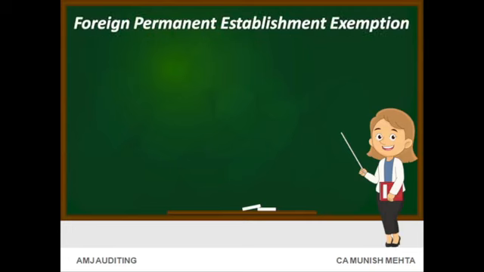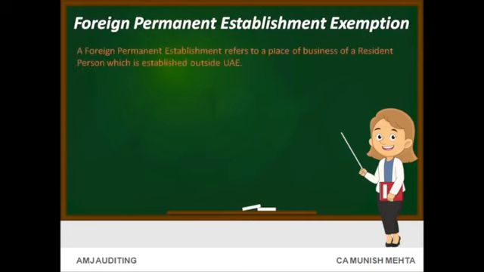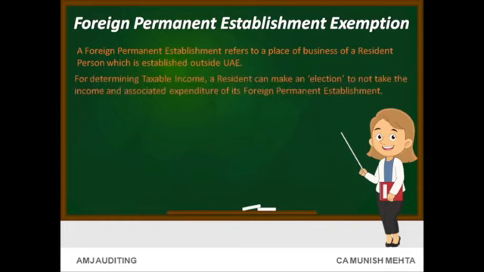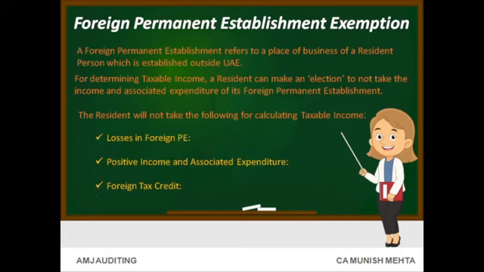Foreign permanent establishment exemption. The foreign permanent establishment refers to a place of business of a resident person which is established outside UAE. For determining taxable income, a resident can make an election to not take the income and associated expenditure of its foreign permanent establishment. The resident will not take the following for calculating taxable income: losses in foreign PE, positive income and associated expenditure, foreign tax credit.